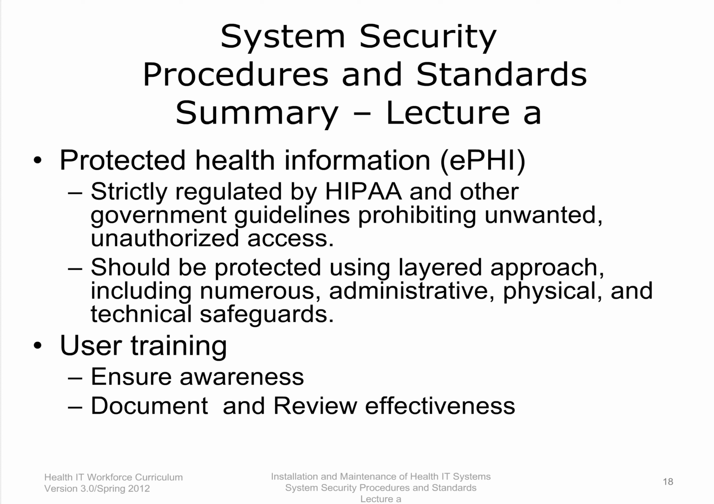We have discussed that HIPAA, along with additional state and local guidelines, requires healthcare data to be protected from unwanted and unauthorized disclosure. We have identified at least 18 different types of data in health records that are considered identifiable with regard to the federal guidelines. Healthcare data should be protected using a layered approach, including enacting numerous administrative, physical, and technical safeguards.